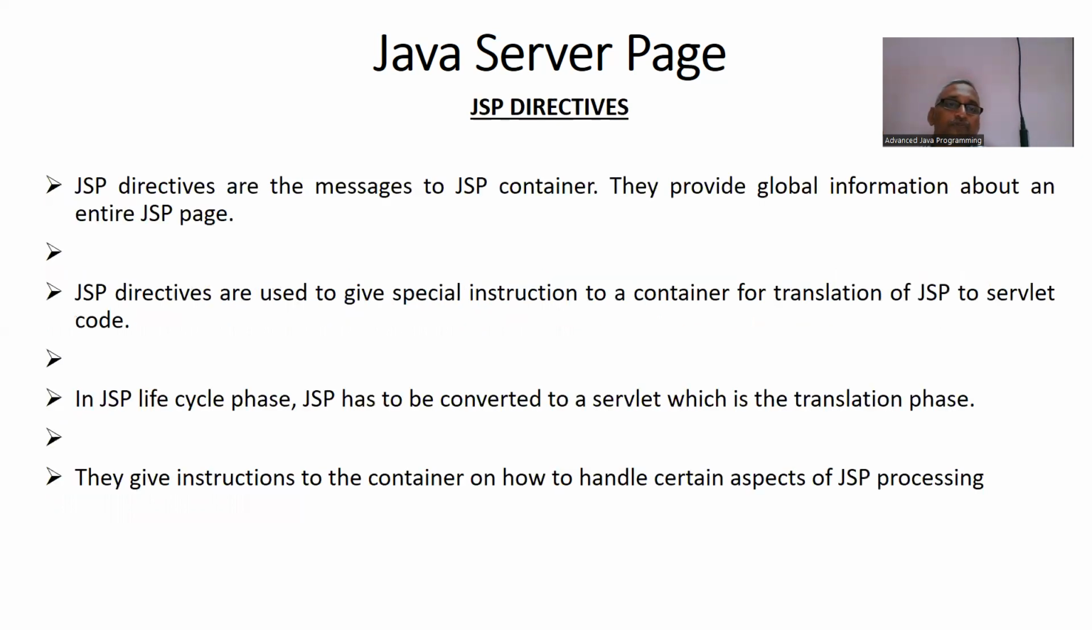Next, JSP directives. JSP directives are messages to the JSP container. They provide global information about an entire JSP page. JSP directives are used to give special instructions to the container for translation of JSP to servlet code. In the JSP lifecycle, JSP has to be converted to a servlet, which is the translation phase. They give instructions to the container on how to handle certain aspects of JSP processing.